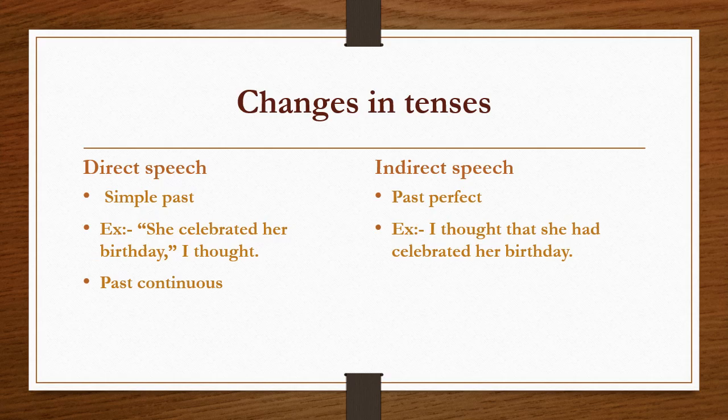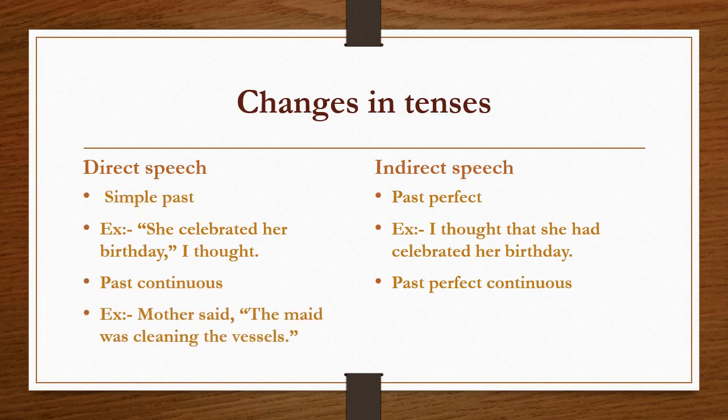Next one, past continuous tense will change to past perfect continuous tense. Let us see with an example. Mother said, "The maid was cleaning the vessels." Was cleaning is in past continuous tense. So in indirect speech, it will change to, mother told that the maid had been cleaning the vessels. So here had been cleaning is the past perfect continuous tense.